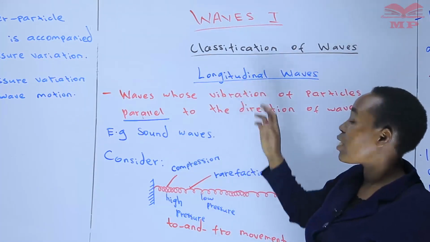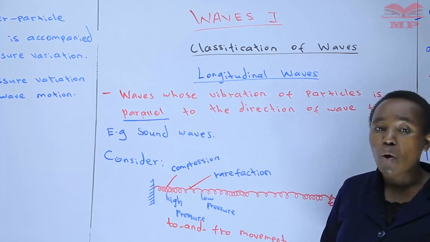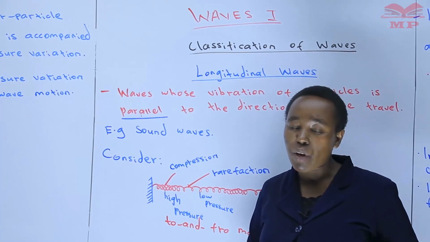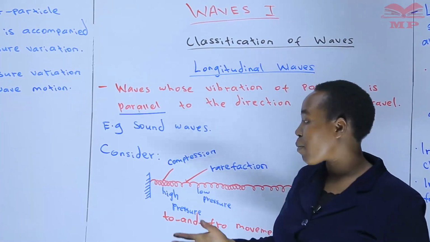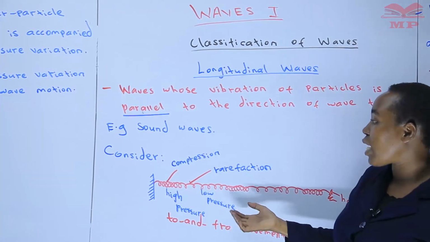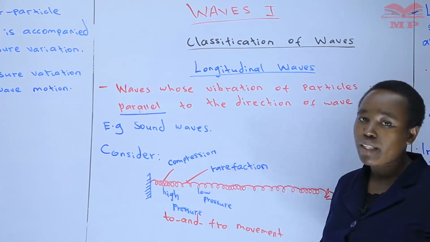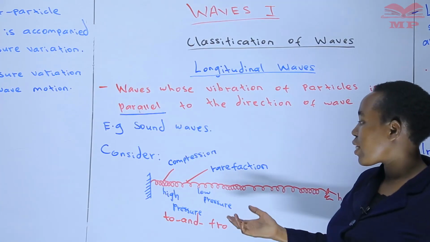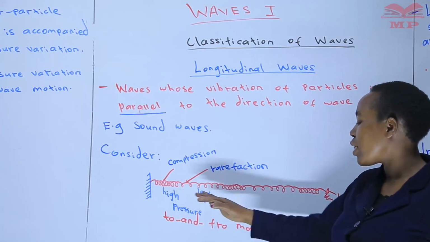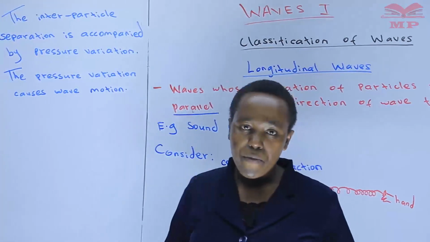Then we have explained about the longitudinal waves, whereby we have seen that longitudinal waves are waves whose vibration of particles is parallel to the direction of wave travel. And in this, we have been able to explain using a spiral spring. And we have also seen that a longitudinal wave has sections of compression alternating with rarefaction. It is as a result of this that we are going to have pressure difference between the two, and as a result of the pressure variation, there will be wave motion.